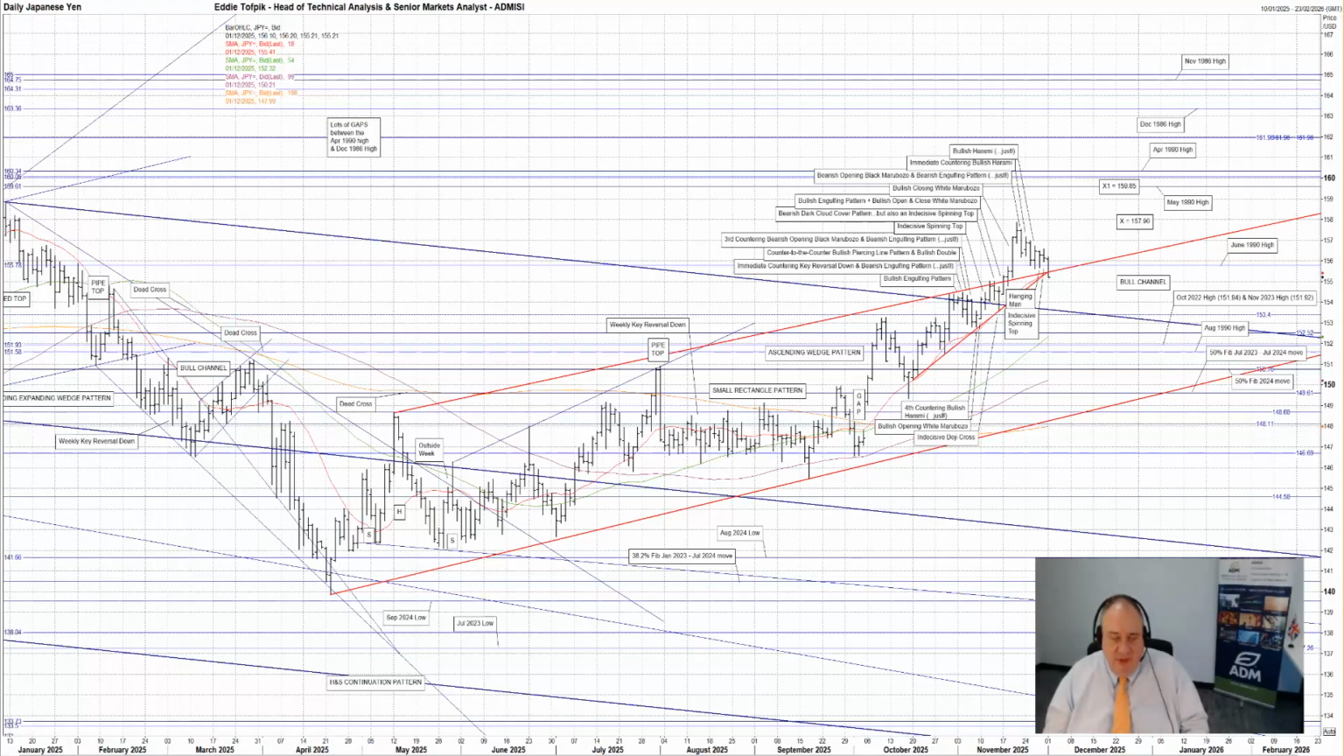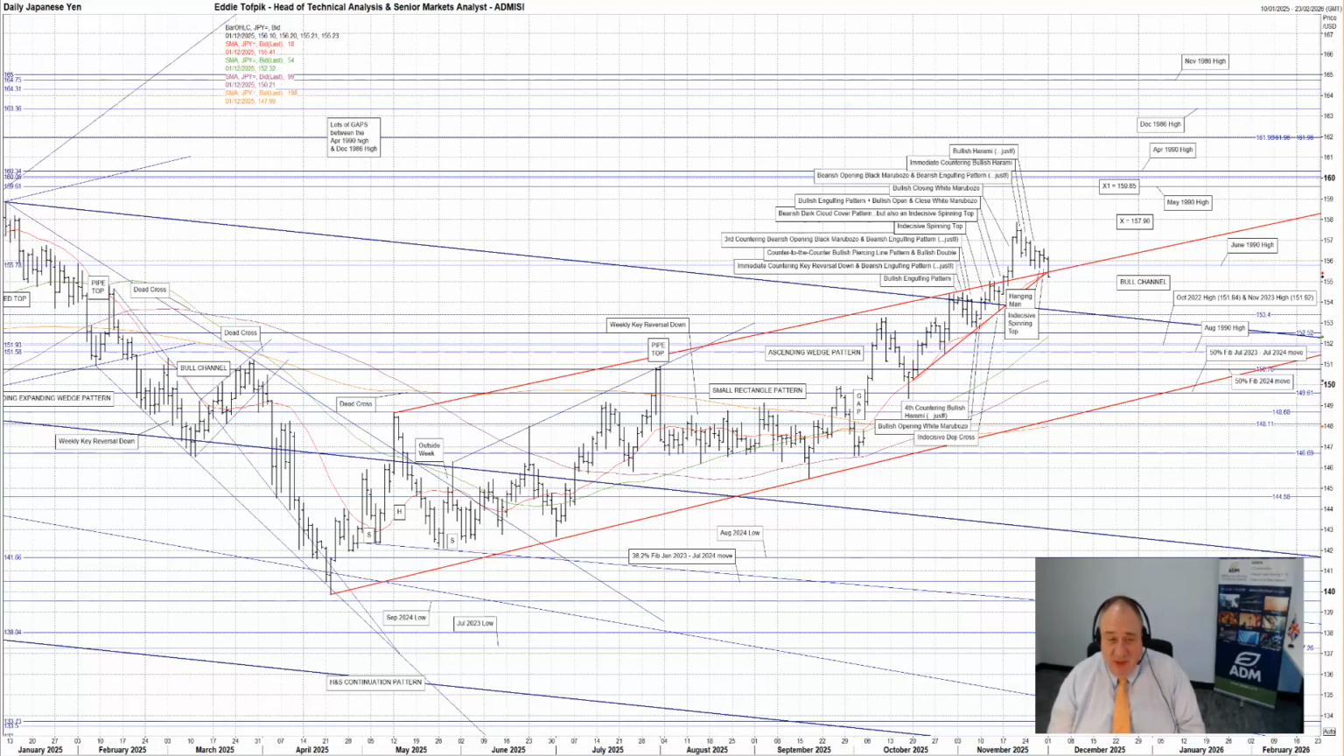US dollar against the Japanese yen. A lower but indecisive spinning top pattern on Friday after the previous session's hanging man pattern. The market seems to be having doubts now of reaching up to target X at 157.90. This is the primary target from the move up and out of the October to mid-November bright red ascending wedge pattern. A further harder to reach secondary target X1 is up at 159.65.